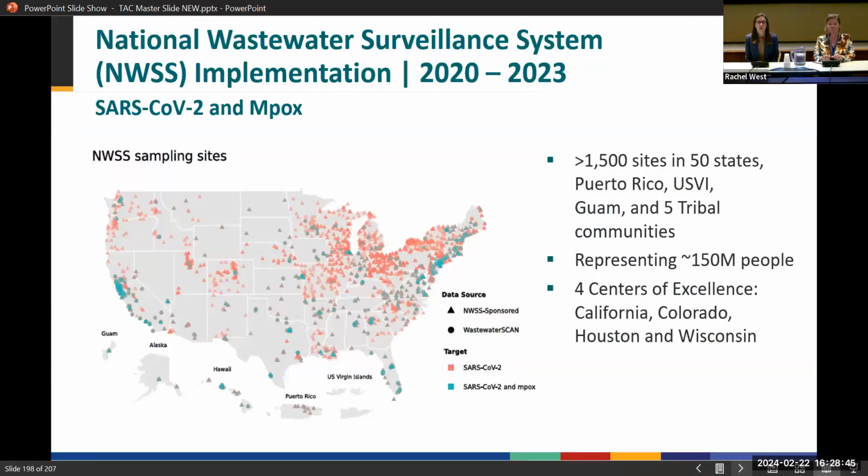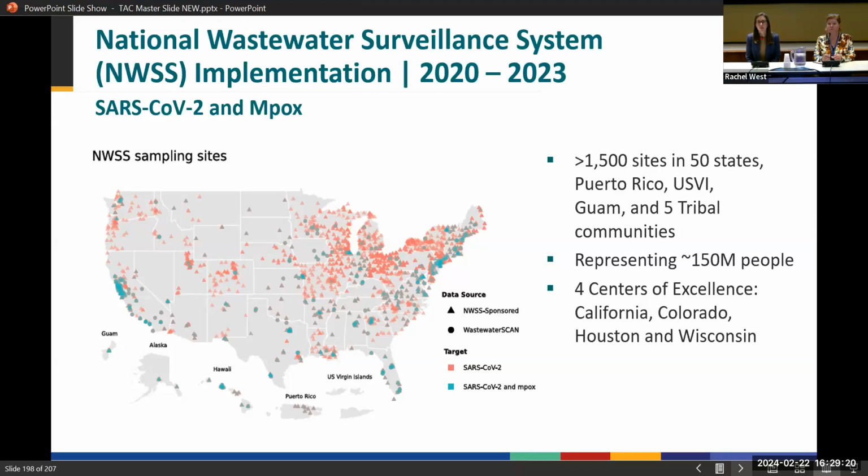So the National Wastewater Surveillance System, or NWSS for short, was born out of the COVID-19 pandemic in 2020. And since that time, we've grown to over 1,500 sites throughout the US, its territories, and tribal lands. And the image here shows our sampling sites. Those in coral are those that are testing and contributing data for SARS-CoV-2, and those in teal are SARS-CoV-2 and MPOX. These are sites for which we're receiving data in our secure data portal called DCIPHER. And from that portal, we're able to share data publicly on our dashboards.